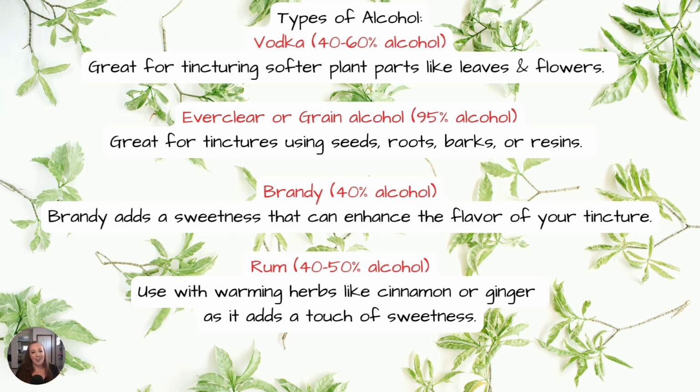Everclear or grain alcohol, 95%. This is great for tincturing seeds, roots, barks, or resins. You could use brandy, and this would be at 40% alcohol. Now, you wouldn't necessarily be diluting it, okay? But brandy adds sweetness and it can help enhance the flavor of your tinctures. And rum, which generally comes in a 40 to 50% alcohol content, you would want to use with other warming herbs like cinnamon and ginger, as it does help add a touch of sweetness.